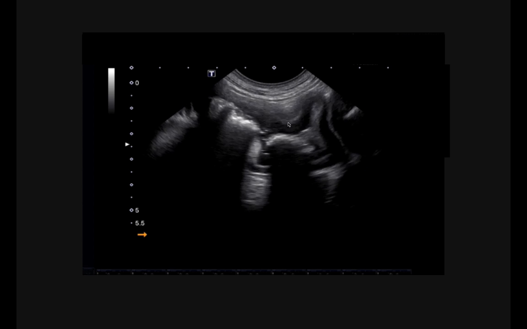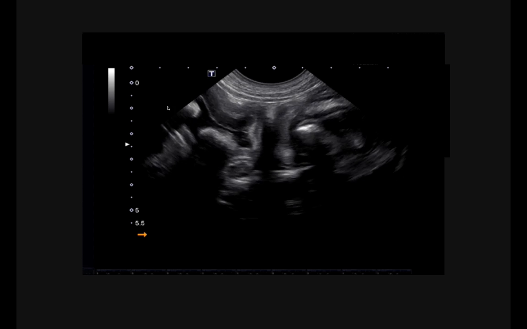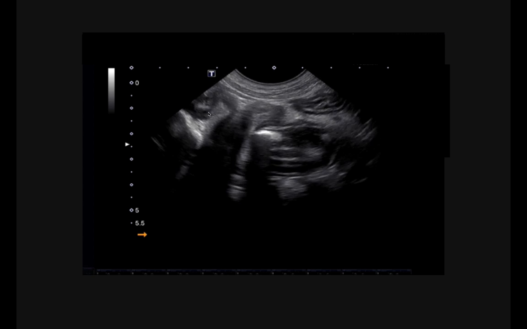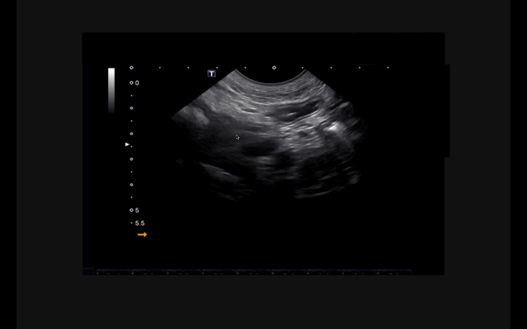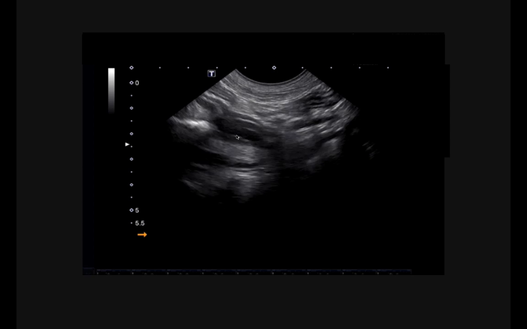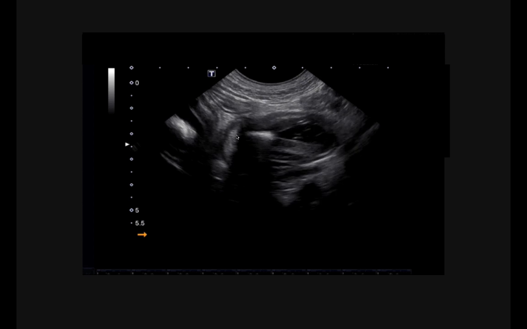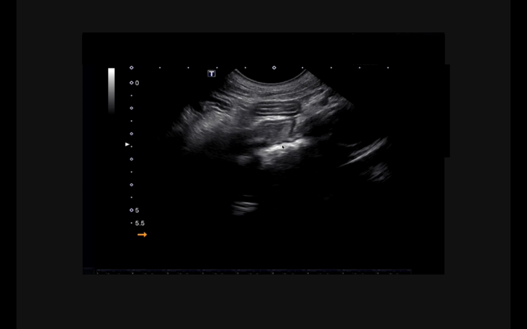And then finally we get into that plication effect around the linear foreign body. The bowel are folding on themselves. This is what intestinal plication will look like. Deep fold around a linear foreign body.